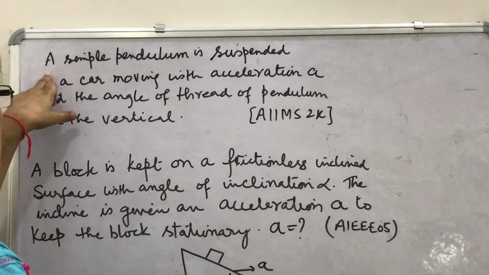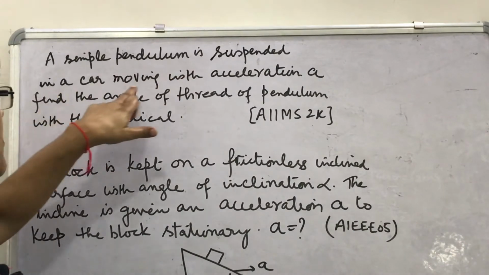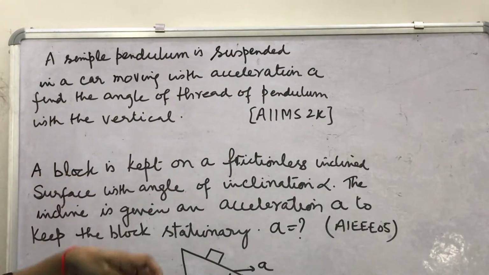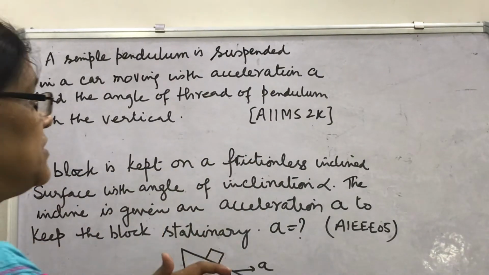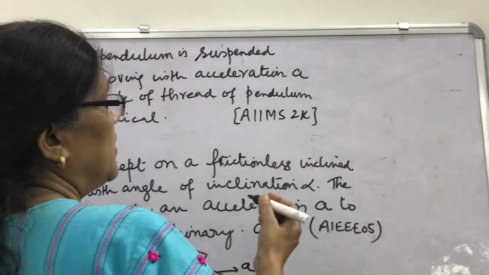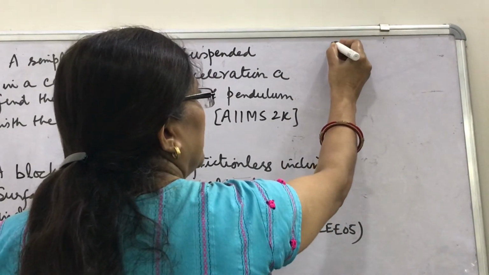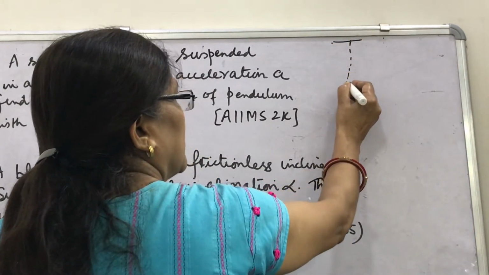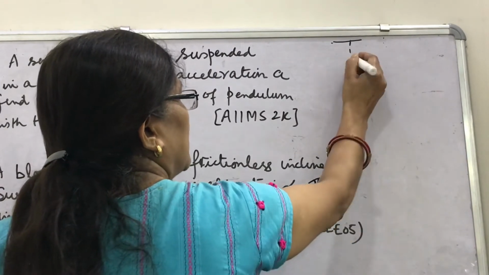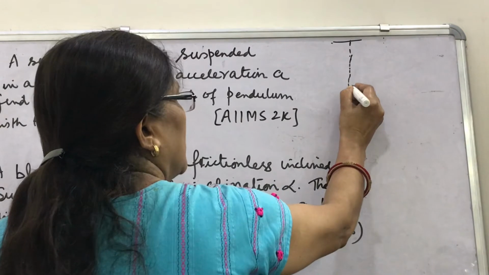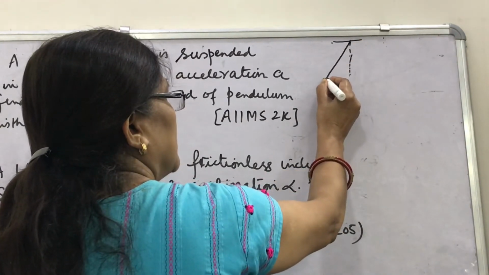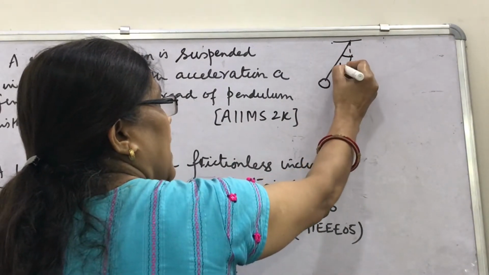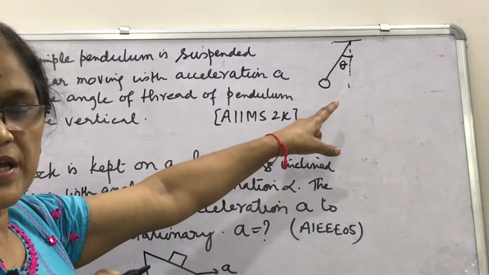Now in the next question, a simple pendulum is suspended in a car moving with acceleration a. Find the angle of the thread of the pendulum with the vertical. This question was asked in the AIIMS examination. How will you solve the question? If the car is moving in the right direction, then from the vertical, what will be the direction of the pendulum? You know, the pendulum will be backward. So if the angle is theta, we have to find this angle.